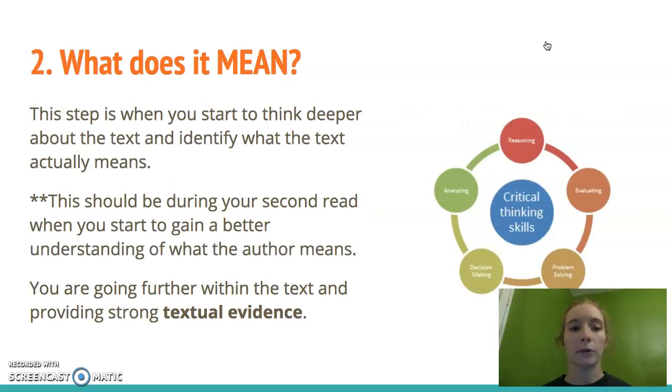For step number 2, what does it mean? This is when you're doing your second read-through and you're actually digging deeper into the author's meaning in the text. So maybe it's a little bit deeper. You're using reasoning, evaluating, problem solving, decision making, and analyzing. This step is when you're identifying what the text actually means. So you're going further and making sure that you're providing strong textual evidence.